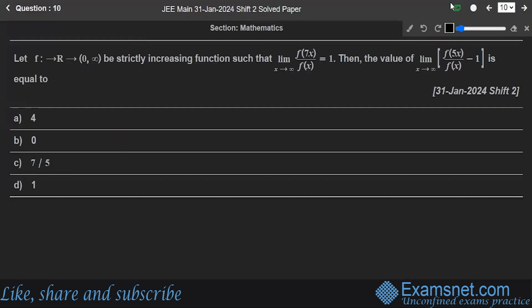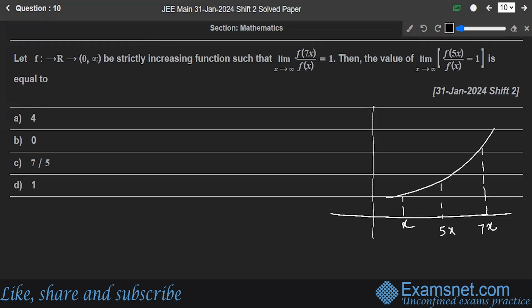Question number 10: Let f be a function from real numbers to (0, infinity) that is strictly increasing such that the limit of f of 7x upon f of x, when x approaches infinity, is equal to 1. You have to find out the value for this limit.